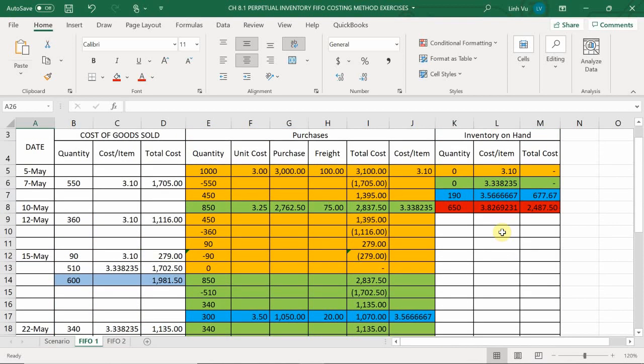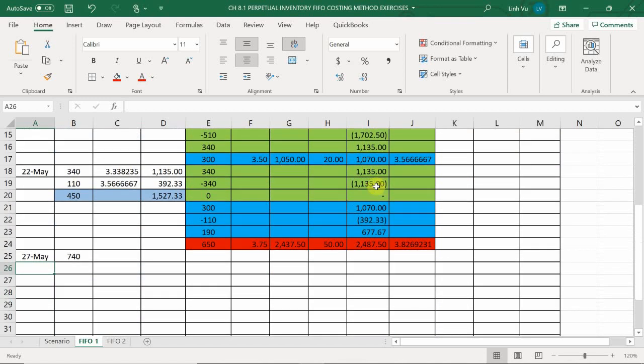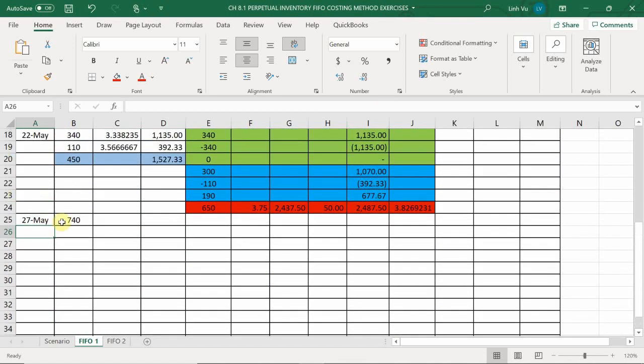Okay. Now let's take a look at our batches of inventory. Which batch of inventory are we going to take out from first? The green one? We don't have green left. The blue one, yes, for 190. All right. In this case, we're going to get rid of the whole entire 190.